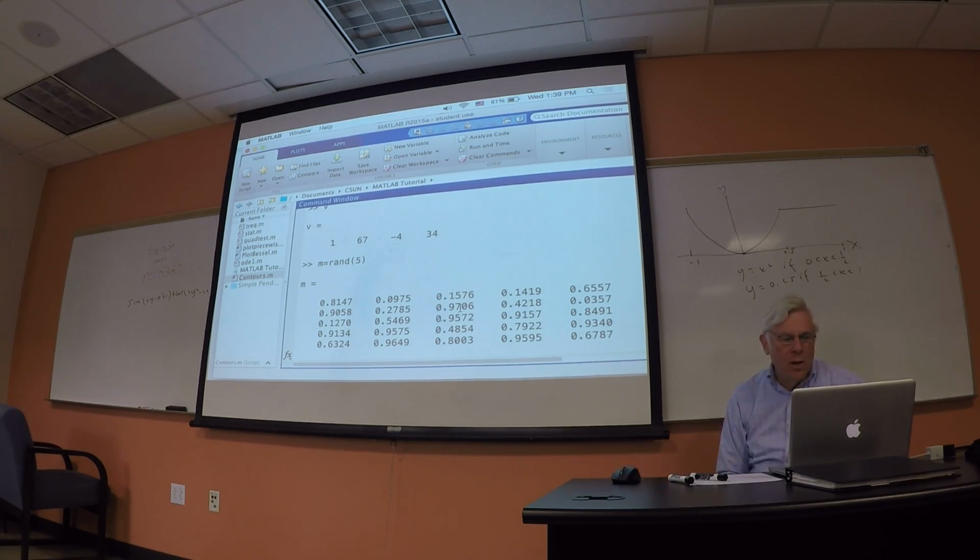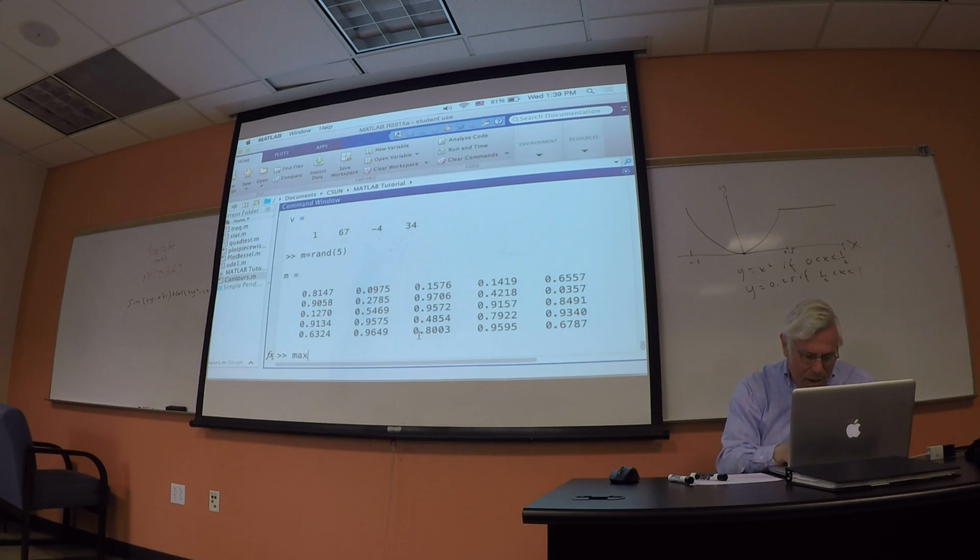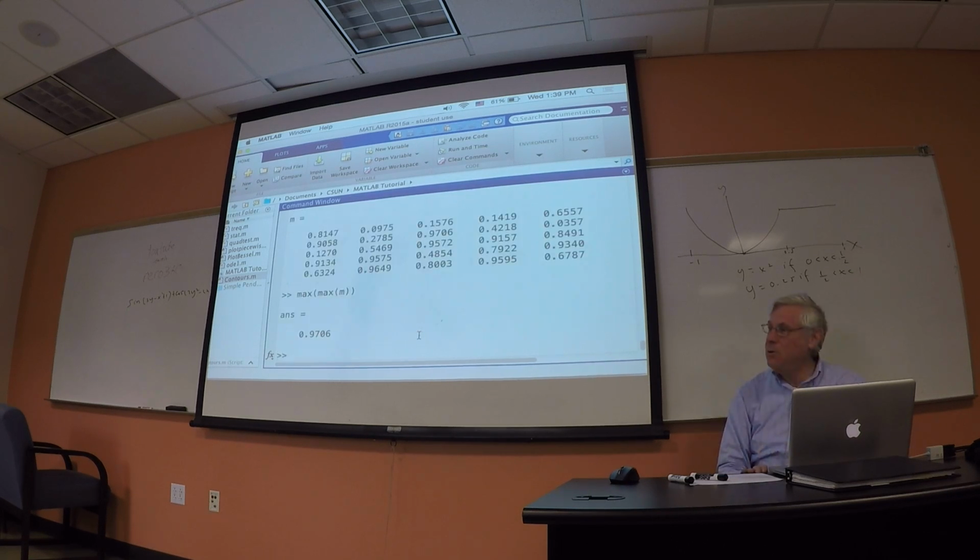Now, what happens if I do max of M, if you look at the documentation, it gives you the maximum element in every column. So it's going to give you in this case a 1 by 5. So we have to do max twice. Do max on a matrix, it gives you the max in each column, and then we max that, and we should come up with that number. So I do max of M. 0.9706. Okay, there it is.